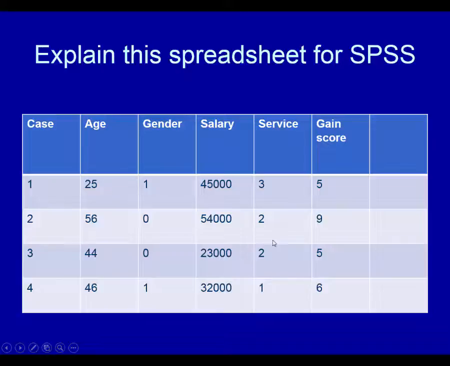Here are codes for different services. 3, I don't know what it means, but someone put it in here as a 3. Code of 3 for a certain service, code of 2 for a certain service, and so forth. In some situations, you'll see numbers put in simply as codes, but the number itself has no numerical value. That would be the case if you're categorizing services. A gain score over here, that's clear, it should be something that has numerical value.